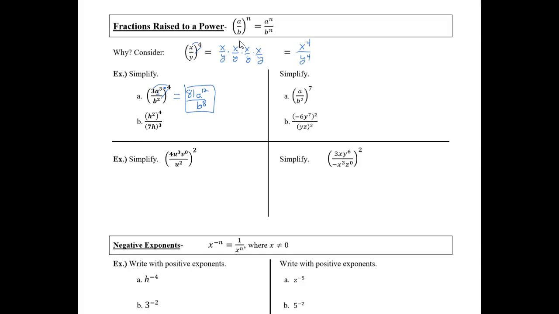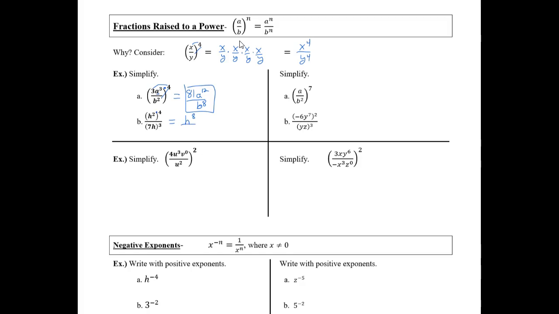In the next one, it's a little different because I'm not taking a power of the whole thing. I'm taking a power of just the numerator and just the denominator. So don't mix up these two rules here. If I have h squared to the fourth power, that's a power to a power. 2 times 4 is 8. So I have h to the 8th in the numerator.